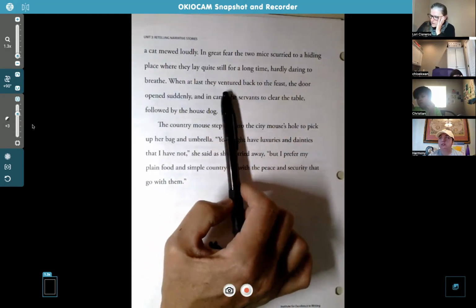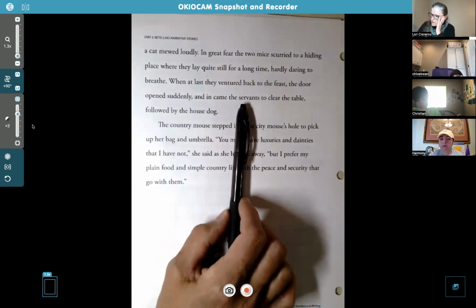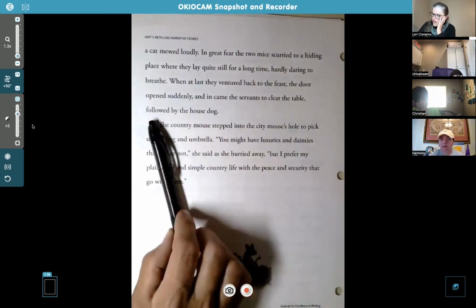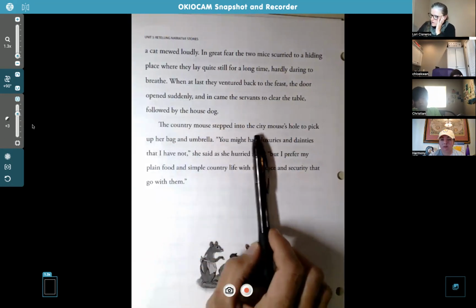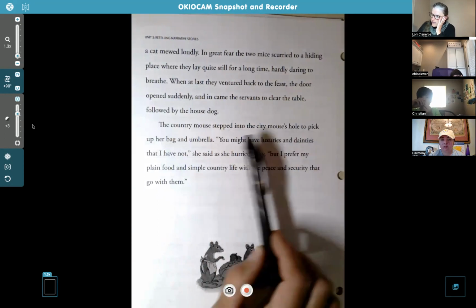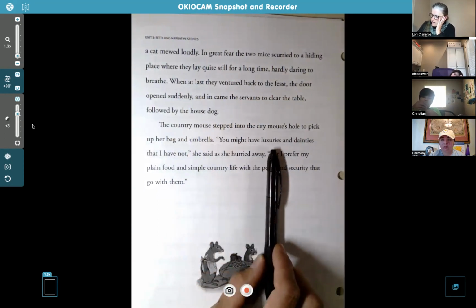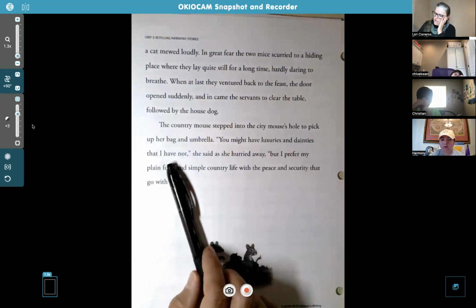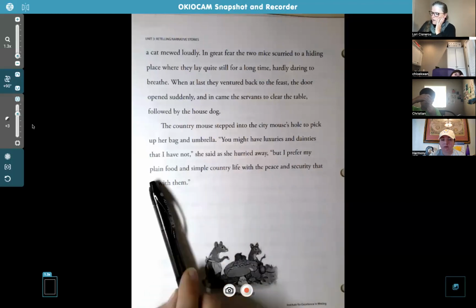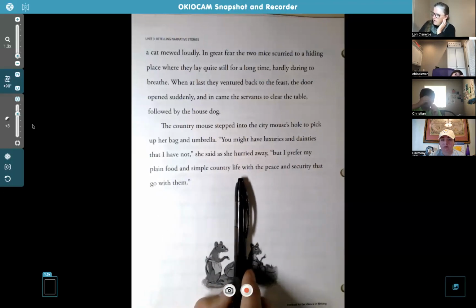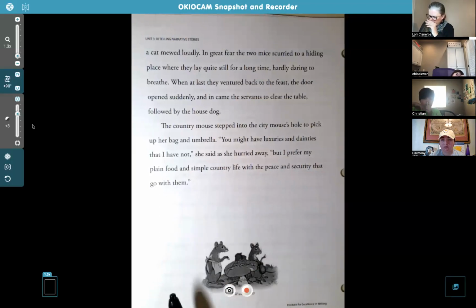When at last they ventured back to the feast, the door opened slowly, and in came the servants to clear the table, followed by the house dog. The country mouse stepped into the city mouse's hole to pick up her bag and umbrella. "You might have luxuries and dainties that I have not," she said as she hurried away, "but I prefer my plain food and simple country life with the peace and security that go with them."